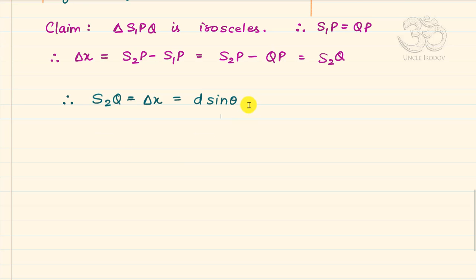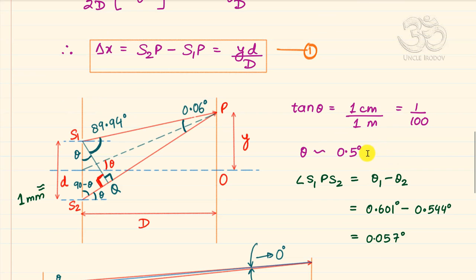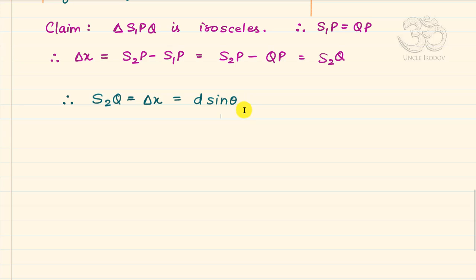But you see, theta itself is a very small angle. How small was theta? 0.5 degrees. I showed you that theta was 0.5 degrees. So for that much small angle, 0.5 degrees, sine theta will be approximately equal to theta, will be approximately equal to tan theta. So this is equal to d tan theta.